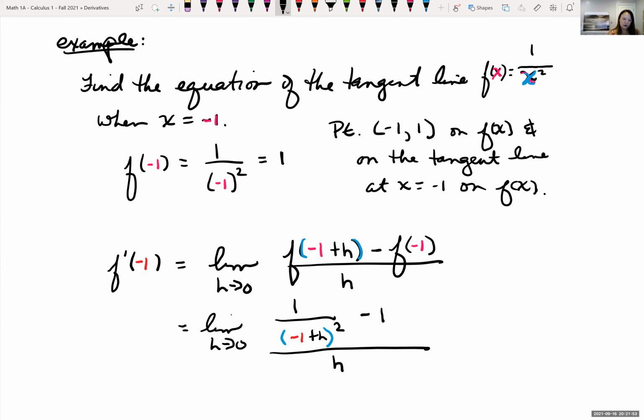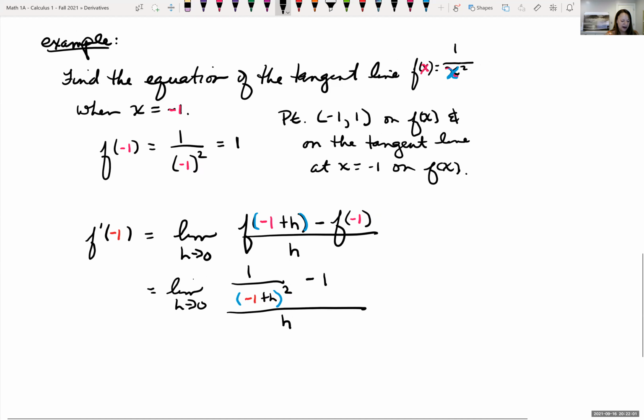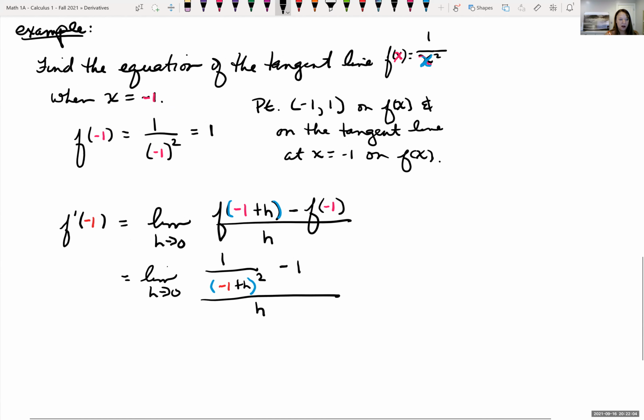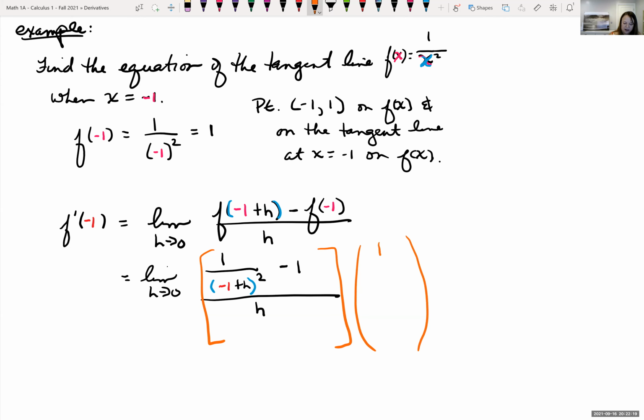And so this is where we're going to use our tricks of getting rid of that indeterminate form. One of them, if we had a complex fraction, which we do, was to get rid of that complex fraction. So look at your least common denominator. Notice our denominator there is -1 plus h. That's our least common denominator within this main fraction. So we're going to multiply by the LCD, -1 plus h quantity squared, to both the numerator and denominator.